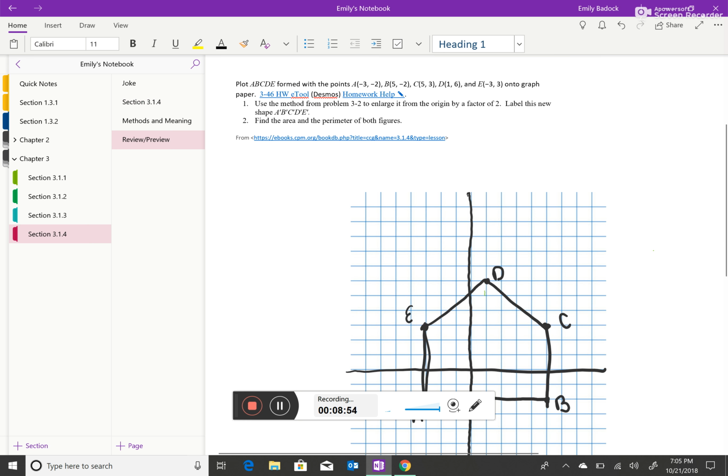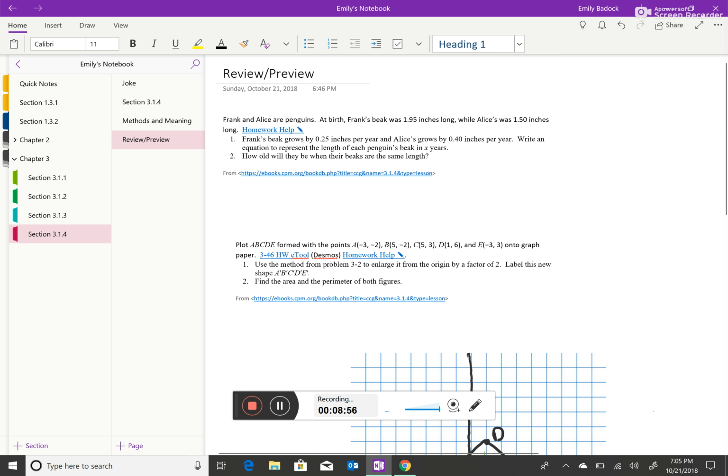So the very last thing I want to do is go through the review preview problems. The first one says that Frank and Alice are penguins. At birth, Frank's beak was 1.95 inches long, while Alice's was 1.5 inches long. Frank's beak grows by 0.25 inches per year, and Alice's grows by 0.4 inches per year. Write an equation that represents the length of each penguin's beak in x years. So I'm going to make each of them equal to y.